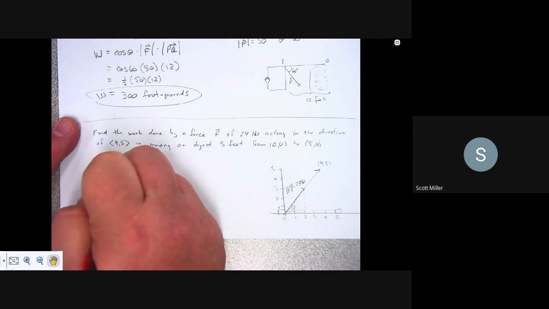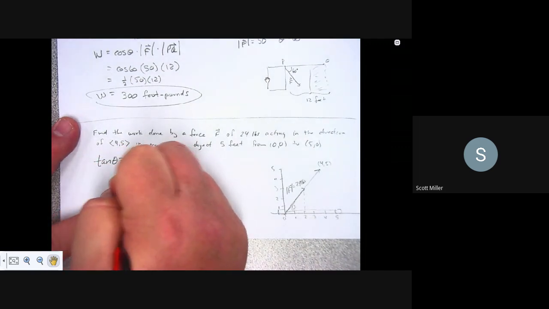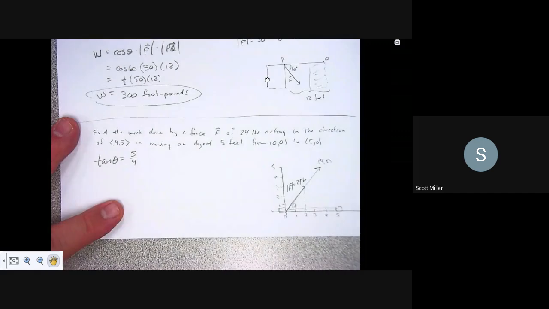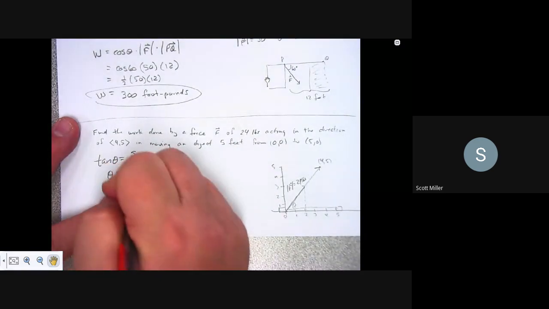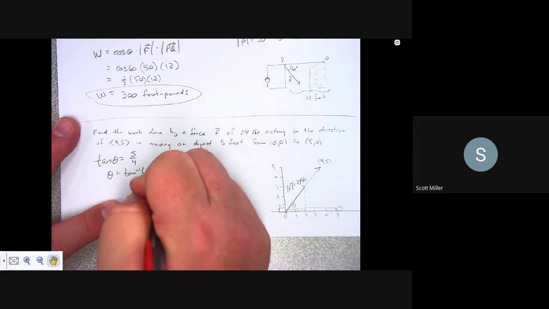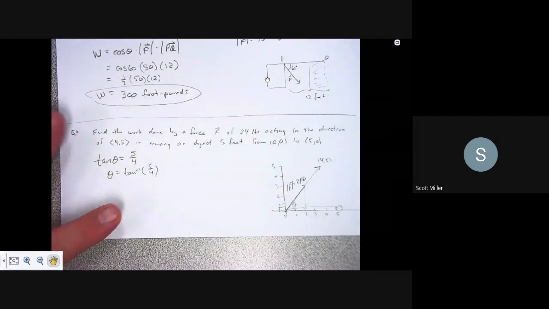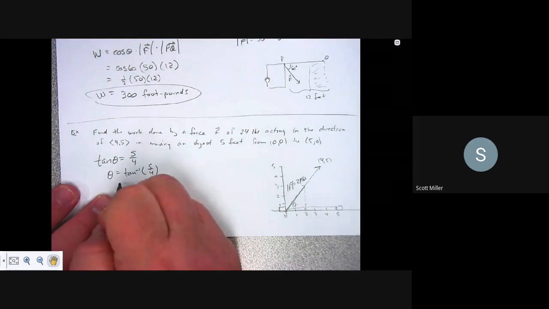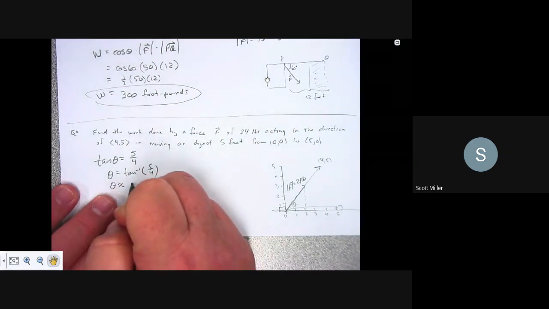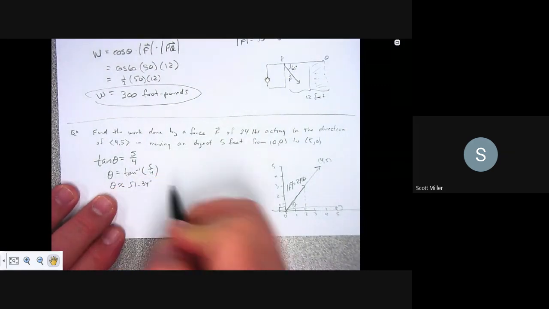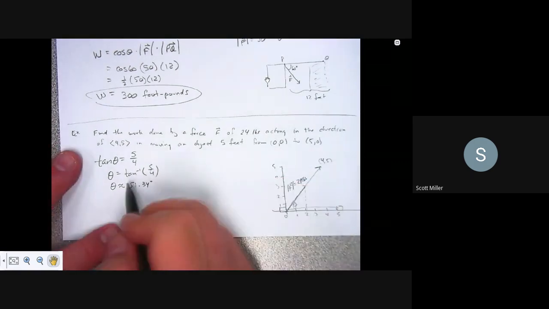So what is the tangent of this angle? It is 5 over 4, opposite over adjacent. And so our angle is the inverse tangent of 5/4. We use our calculator and find theta is approximately 51.34 degrees.